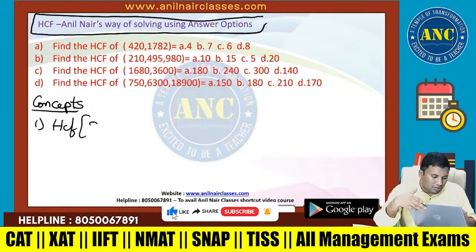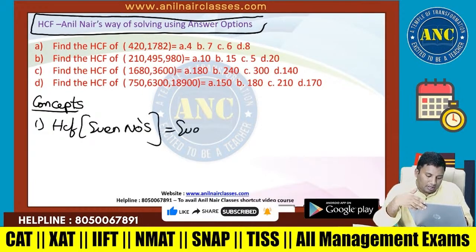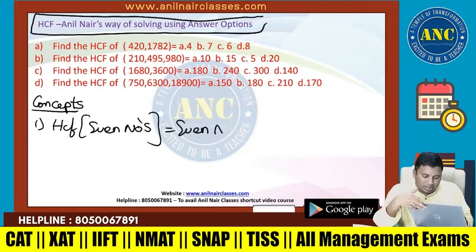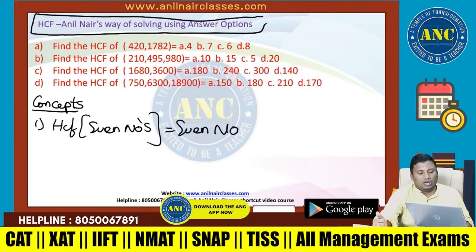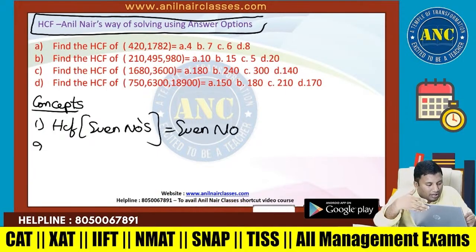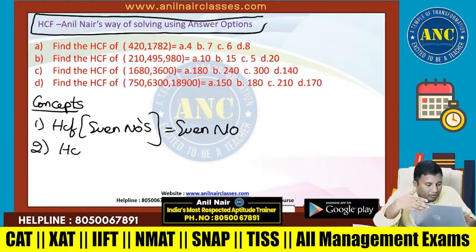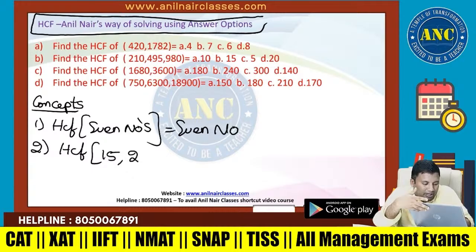H.C.F. of even numbers is always an even number. Next one, H.C.F. of 15 and 25, which is 5 here.